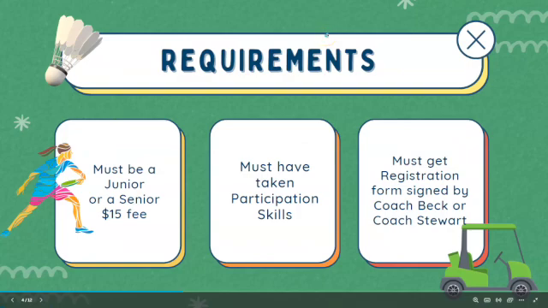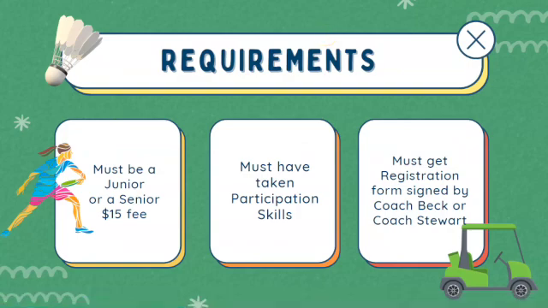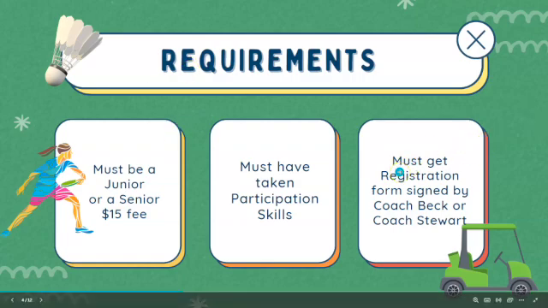Some requirements. You must be a junior or a senior. It is a $15 fee for taking the class. You must have taken participation skills previously. We do this so that we know, hey, you love sports. We're not just getting somebody who is trying to fill a course. This is somebody who loves physical activity and sports and learning new skills. You must get registration forms signed by either myself, Coach Stewart, or Coach Beck, and we will have a table set up during the signing fair.